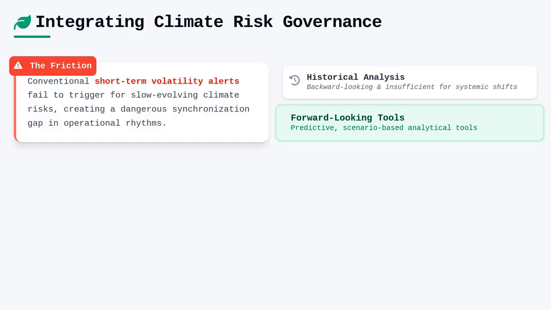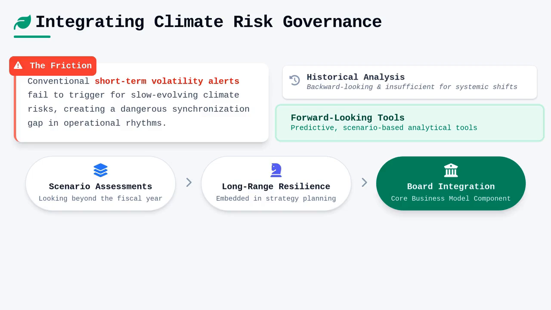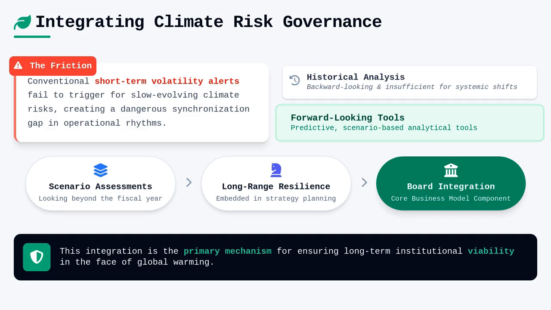Governance frameworks must therefore incorporate scenario-based assessments that look beyond the immediate fiscal year, forcing planners to build long-range resilience into their strategy. By embedding these forward-looking indicators into the existing board-level agenda, the firm ensures that climate risk is not an afterthought, but a core component of the business model. This integration, while operationally taxing, is the primary mechanism by which an institution effectively manages its long-term viability in the face of climate change.